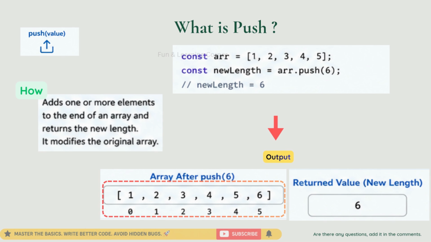Before push, array length was 5. After push, array length becomes 6. Think of adding another train coach to a train locomotive. The train becomes longer. Important. Push changes the original array.